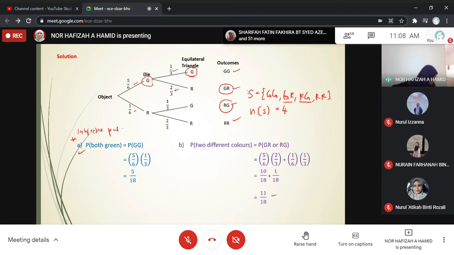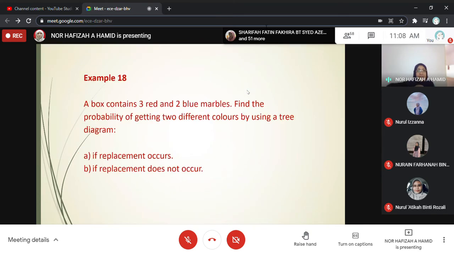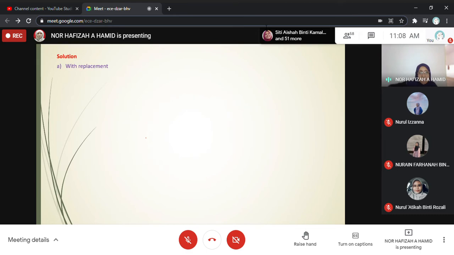Okay, so next is example 18. A box contains 3 red and 2 blue marbles. Find the probability of getting 2 different colors by using a tree diagram. One case is if replacement occurs, and another is if replacement does not occur. So first, if there is replacement.